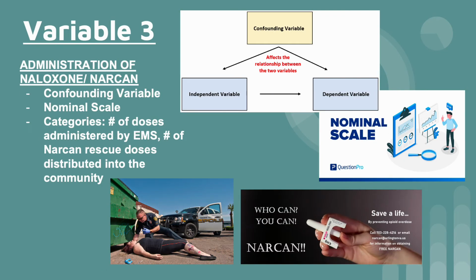Variable 3, administration of Narcan, naloxone. So this was my confounding variable for the presentation as I originally created it. And it does work as a confounding variable. It's on a nominal scale. And the categories are going to be like stats for numbers of administration, some type of record keeping. How many doses did paramedics give? How many doses did hospitals give? How many doses were given?